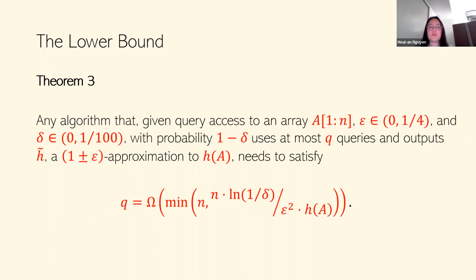So Q needs to be omega of min of n and n times ln 1 over delta divided by epsilon squared times H. It's easy to show that n is a lower bound, and so we're going to focus on proving the second term. And we can notice that if we prove this statement, this effectively means that our algorithm is asymptotically optimal.